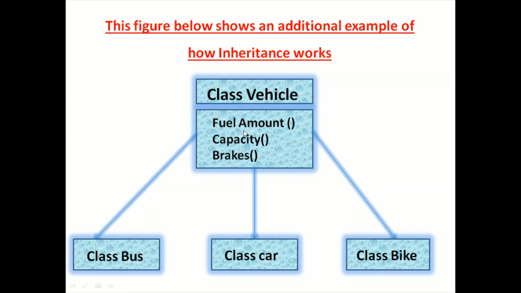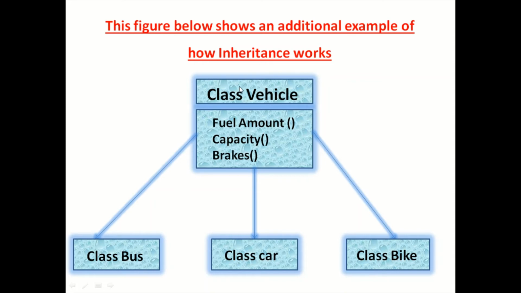The first function name is fuel amount, the second function name is capacity, and the third function name is brakes. According to this diagram, this vehicle is the superclass, and I have inherited three subclasses. The first subclass is bus, which was inherited from the parent class vehicle, and another class is car, which also inherited from the parent class vehicle, and the third class is bike.